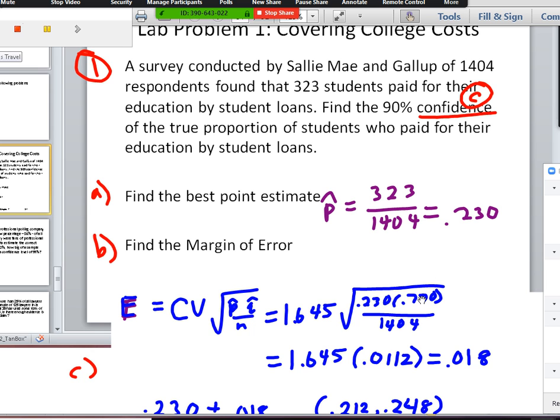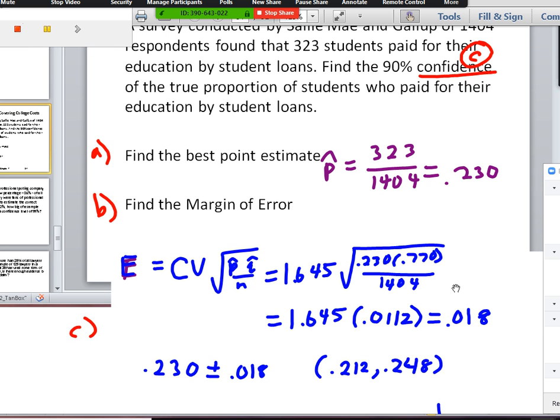Times q-hat, which would be 1 minus that, so 0.770, divided by n, 1,404. Since these are 0, if you just wrote 0.23 and 0.77, I wouldn't mark you off on the exam. But if this is 0.231, then I would. Right? I need 3 sig figs.